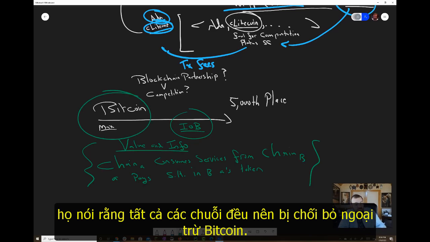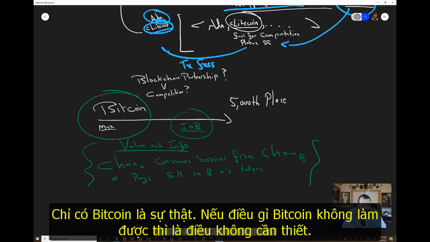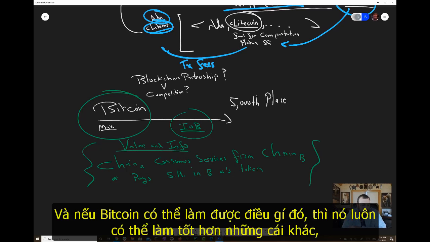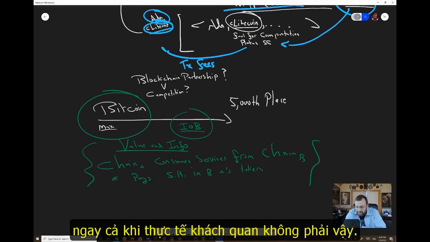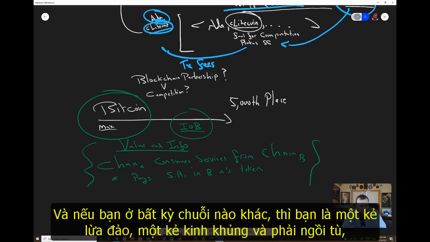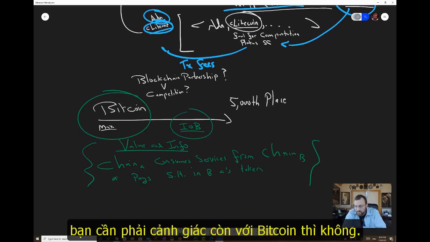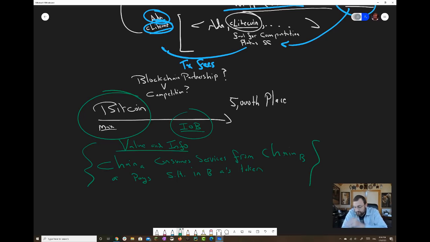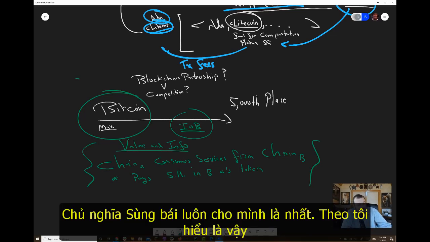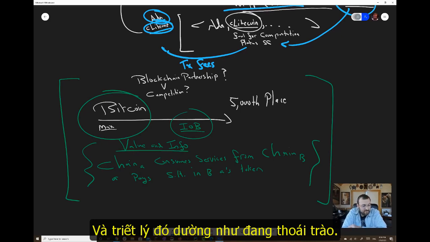The Bitcoin maximalists are the opposite, who say that all chains are irrelevant except for Bitcoin. Only Bitcoin is the truth. And if Bitcoin can't do it, it's not necessary. And if Bitcoin can do it, it can do it better than everybody else, even when objective reality gets in the way. And if you are part of any other chain, you are a scam, horrible human being, and should be in jail. And you're a security, and they're not. That's maximalism as best as I can understand it right now. And that philosophy seems to be fairly regressive.